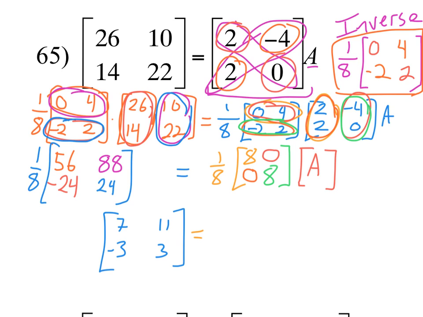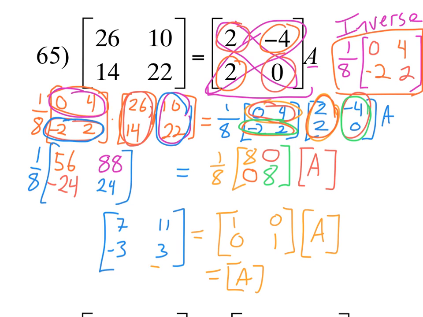So we're looking at having 1, 0, 0, 1, which we know is the identity matrix, multiplied by A. This is important because the identity matrix times any matrix of that size, or of a multipliable size, gives you that matrix out again. So we really have A is equal to 7, 11, negative 3, 3.